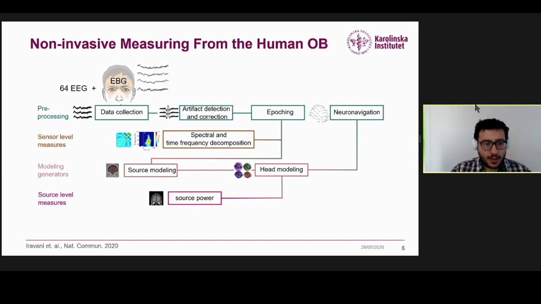The analysis happens on 2 levels, sensor level and source level. And for head modeling, we consider spherical models. And we include 4 tissues: skull, scalp, gray matter, and white matter. And for source modeling, we consider underdetermined sources, meaning that we have dipoles everywhere in the brain that has a gray matter density more than 40%.